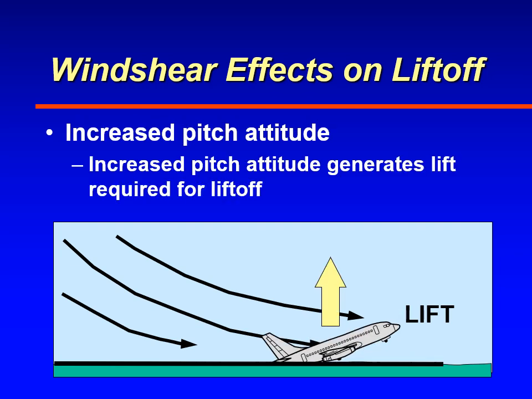So the key with an increasing tailwind shear on the runway is to get the aircraft airborne well before the end of the runway, which means that you need to rotate the aircraft with at least 2,000 feet remaining, if not before then, and also sometimes below rotation speed. The aircraft will get airborne at an airspeed below rotation speed, and increase your lift and get the aircraft off the ground and keep it airborne as long as possible until you're out of the shear.